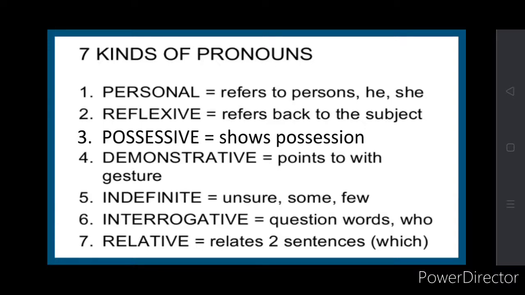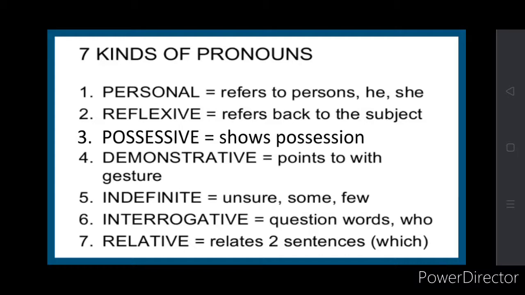The different kinds of pronouns are personal pronouns, where we are referring to people: I, me, they, he, she, right? Then we have reflexive pronouns. Reflexive pronouns are pronouns that reflect to the subject of the sentence, so it means myself, themselves, etc.